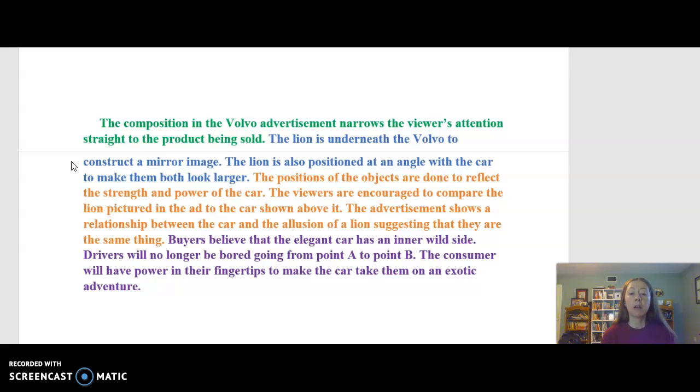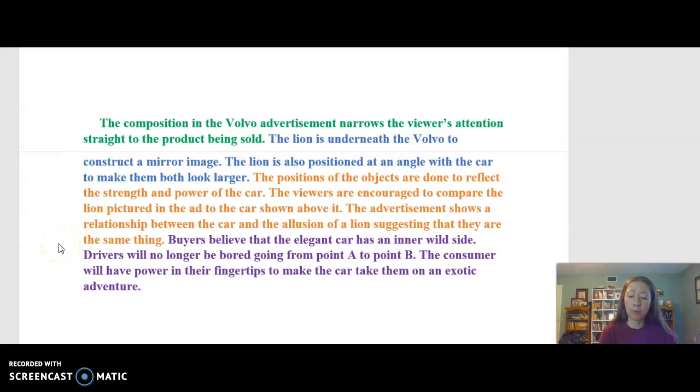Okay. Underneath that, we have to explain the importance of it. Why did they do it this way? They're positioned that way to give the car this idea of strength and power, to associate strength and power with the car. The viewers are encouraged to think power and wildness with the lion, associating that with the car.